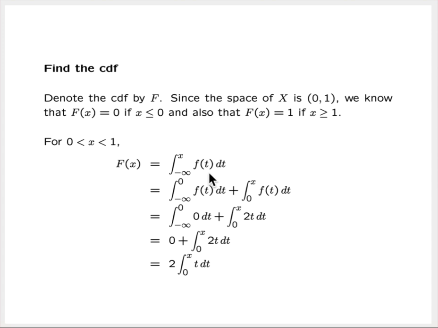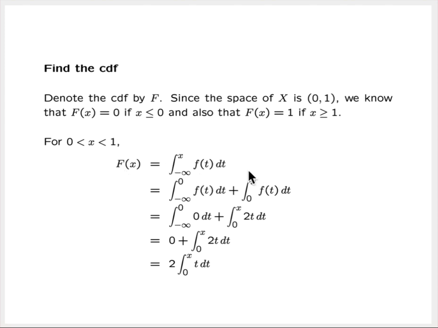Now notice that we can't use the same letter. Typically we would use x as the variable of integration here, but we can't do that because x is already being used as the upper limit of integration. So we've got to use some other variable, and we'll just use t. So remember that the CDF evaluated at little x, by definition, is the probability that the random variable X is less than or equal to little x, and so that's given by this integral here.